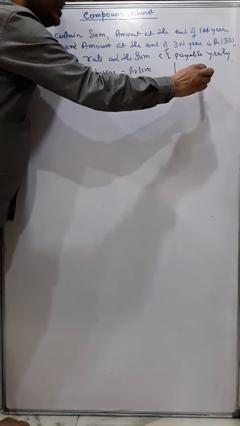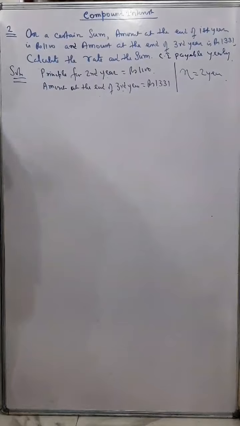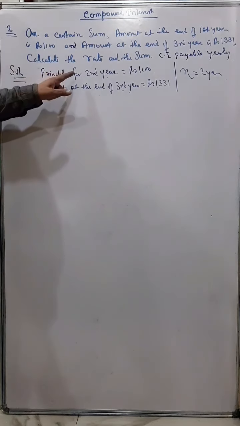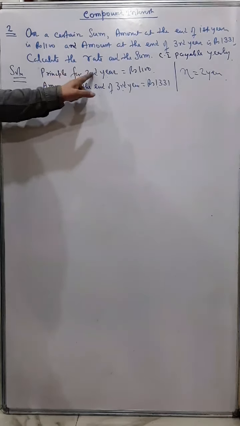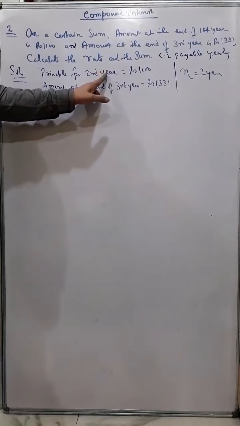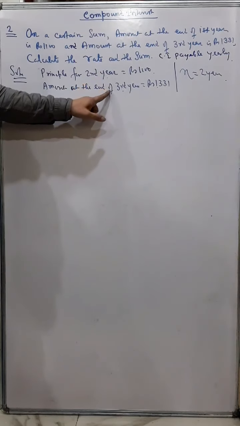So during this, the time span is 2 years, is it not? Try to understand, the time span is how much? 2 years, from the end of the first year, that means from the principal of the second year, the beginning of the second year, to the end of the third year. How much is the time span?